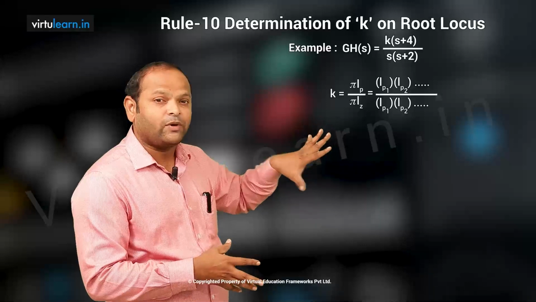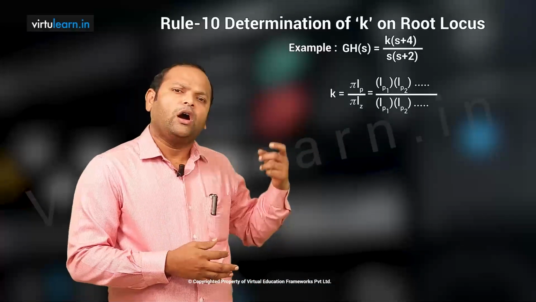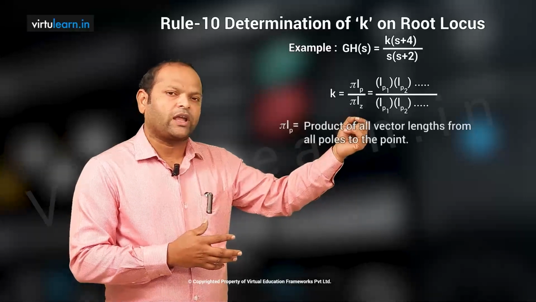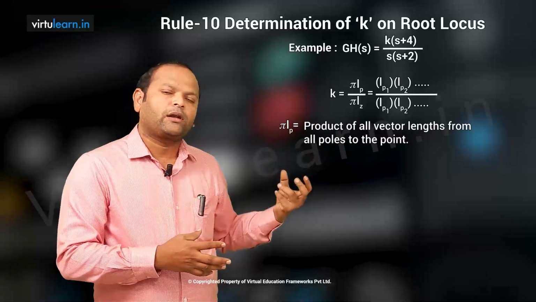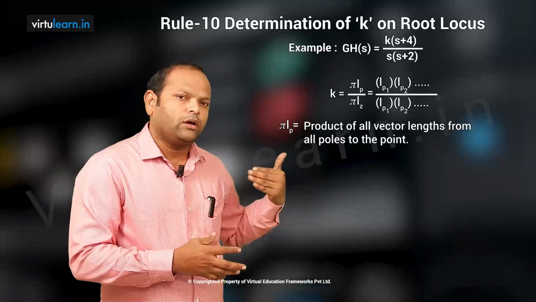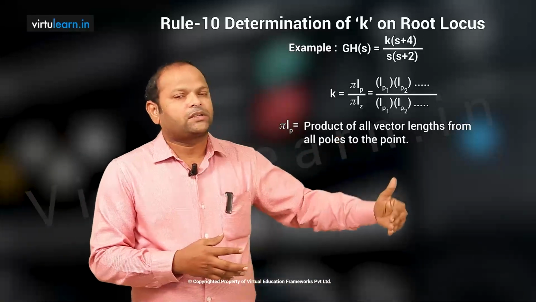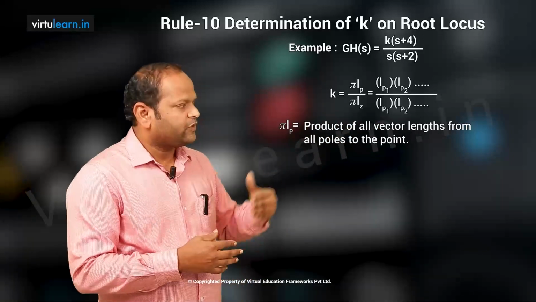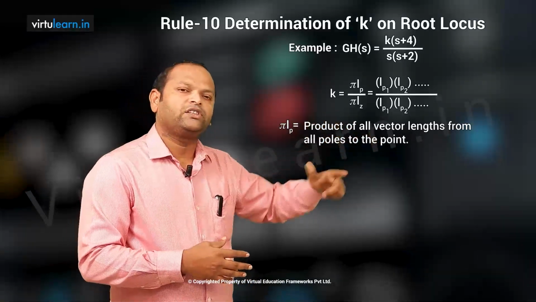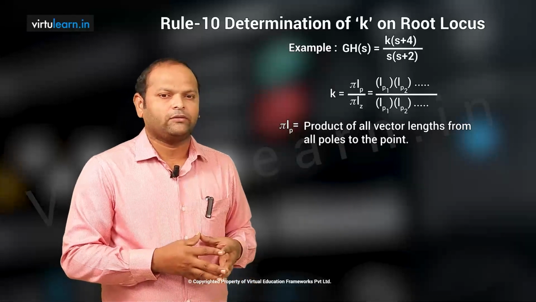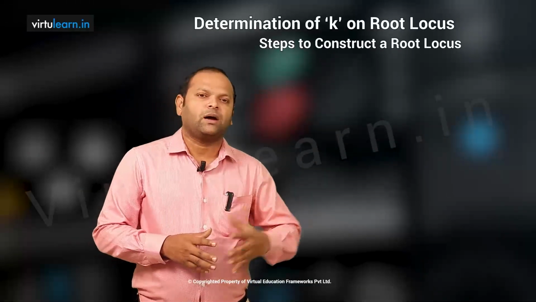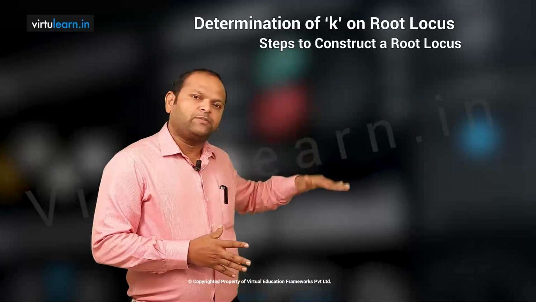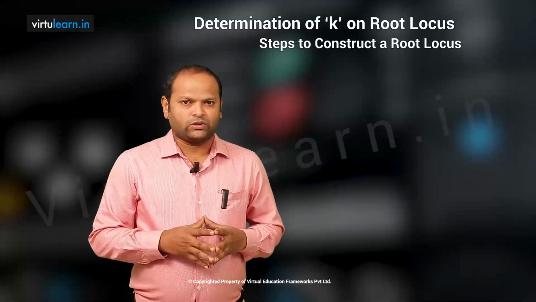If the graph is available, then we use the formula: k is equal to the product of the lengths of all vectors from the poles to the point where you want to calculate k, divided by the product of the lengths of all vectors from the zeros to the point where you want to find k. So you take these two ratios, and that will be the k value. We can see some examples to draw the root locus diagram. All these steps are based on the rules given by the events only.